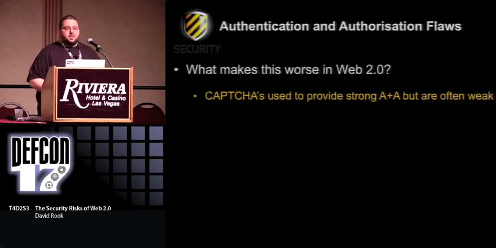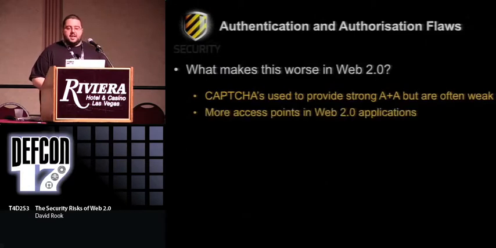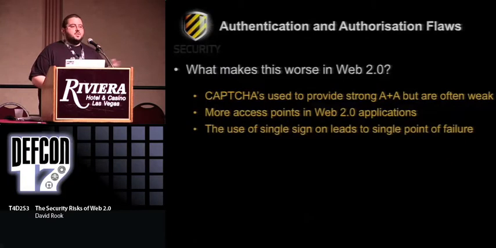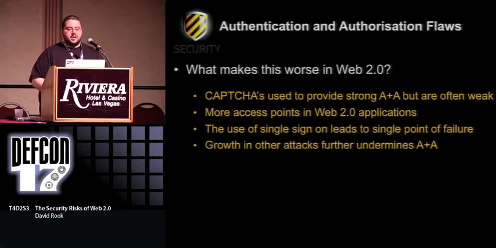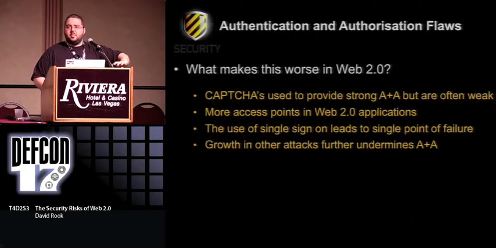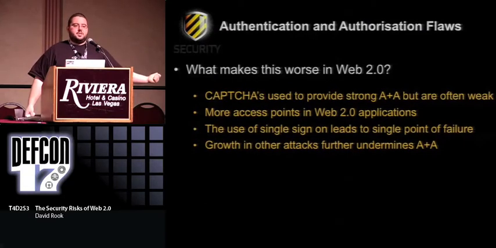What makes it worse in Web 2.0? If we use captcha systems that don't provide actually any increase in security, then they might as well not be there. More access points in Web 2.0 makes it more difficult to identify weaknesses. Using things like single sign-on, your Google account, one username password for loads of sites. Its selling point is also its biggest security issue in my eyes. And then growth in some of those other attacks, so cross-site scripting, for example. You might have the most random, longest, strongest session ID in the world. If you've got a cross-site scripting vulnerability, they can just grab that anyway, and it doesn't really matter.